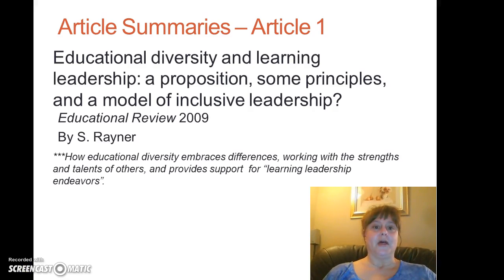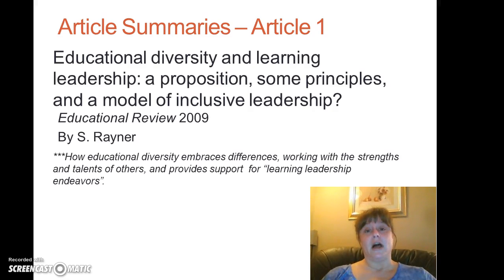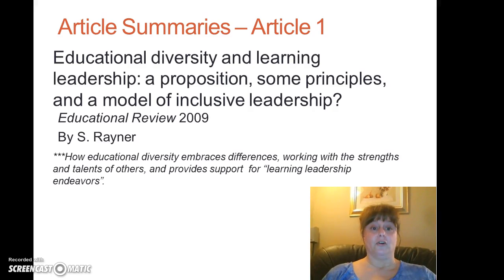My article summary was based on the article titled Educational Diversity and Learning Leadership, a Proposition, Some Principles, and a Model of Inclusive Leadership. Basically the overall idea behind this article is that it wanted to cover how educational diversity embraces differences, working with the strengths and talents of others, and providing support for learning leadership endeavors.